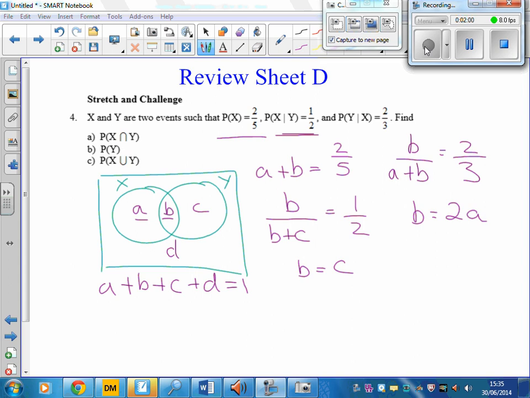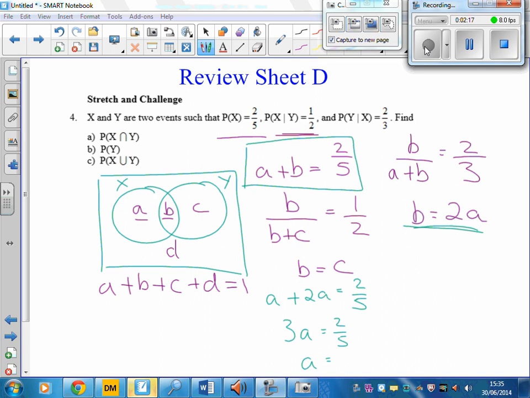So if I now go back to my original equation that I wrote down and replace my B with 2A, I will have A add 2A equals 2/5. So therefore 3A equals 2/5 and A equals 2/15. B, which is 2A, will now be 2 times 2/15. So B equals 4/15. C, which is the same as B, will also be 4/15.